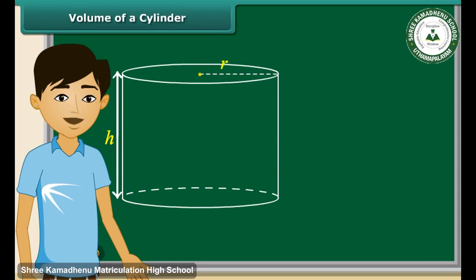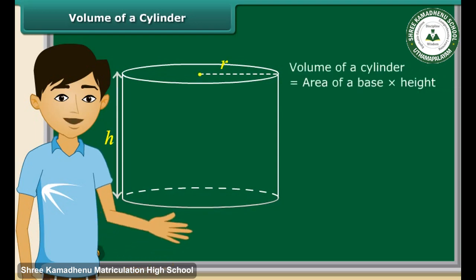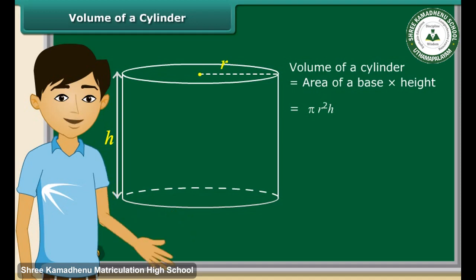Now students, we will calculate the volume of this cylinder, which is very easy to calculate. This cylinder has radius R and height H. Well, for calculating volume, we will multiply area of a base with the height. So, volume of a cylinder is equal to pi r square h.